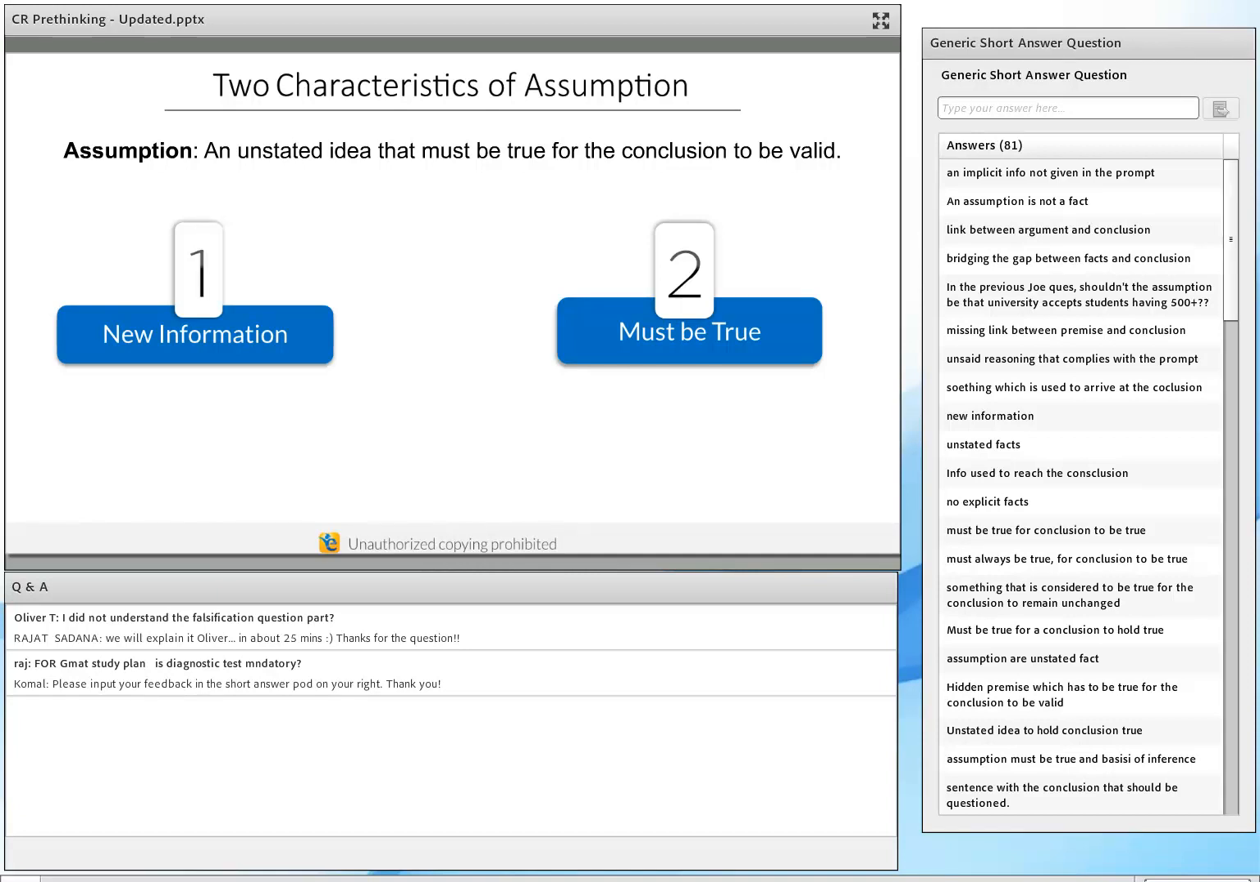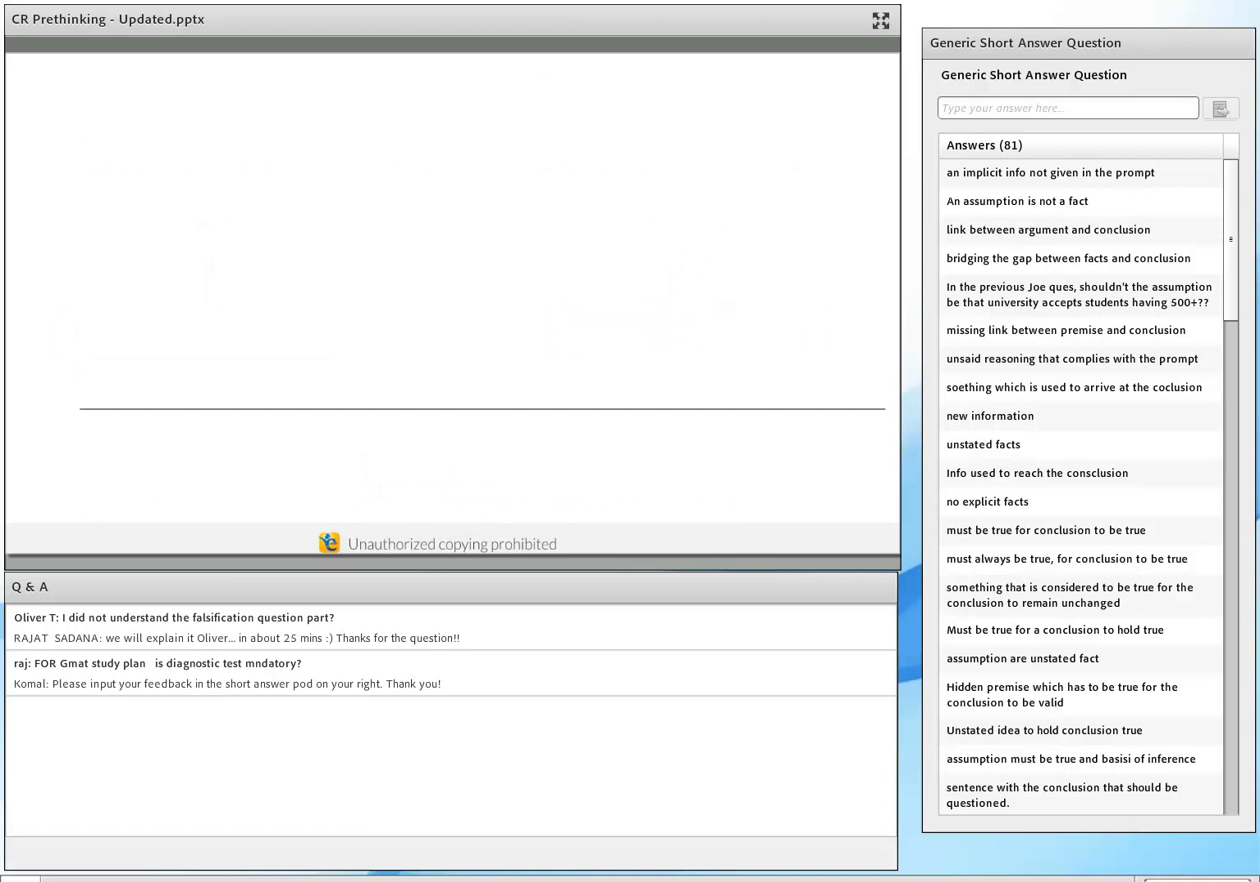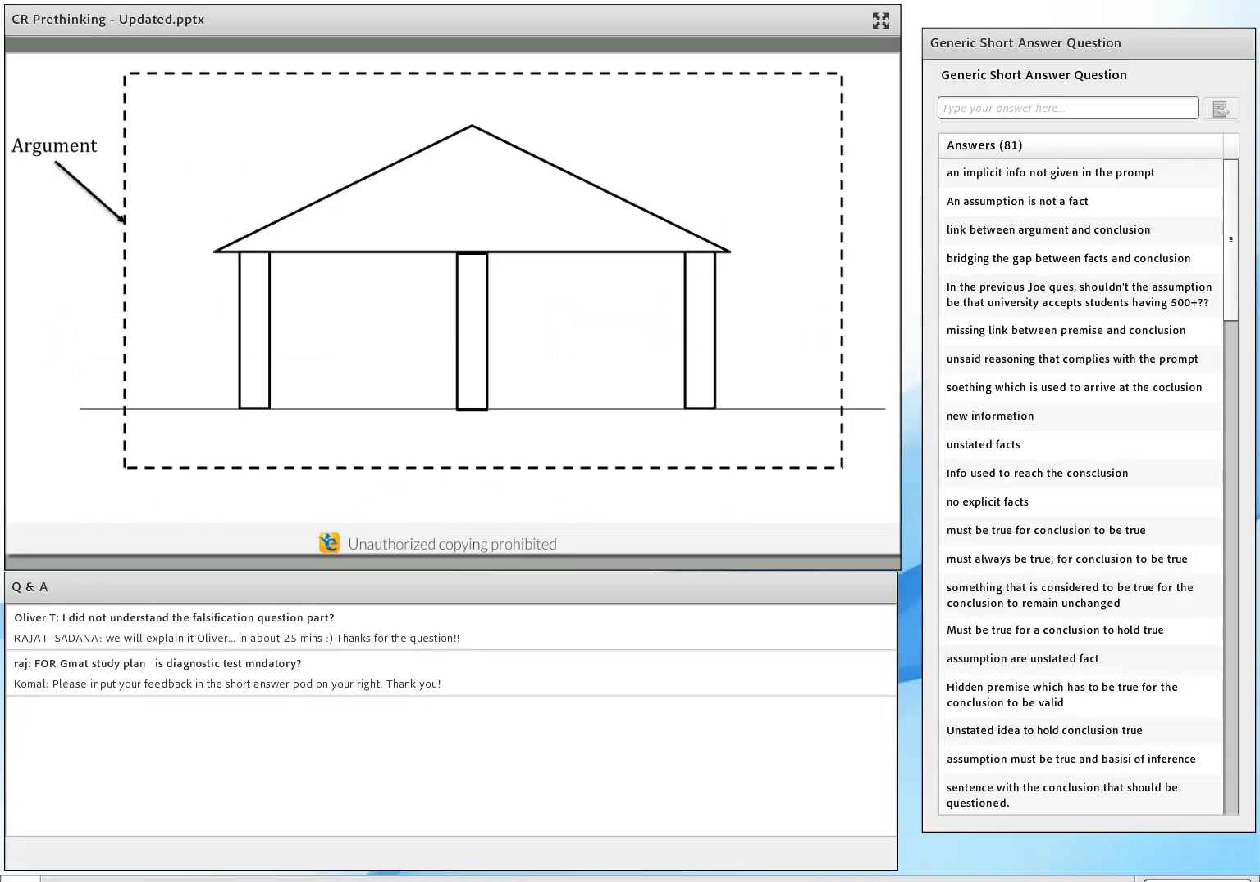And just to make sure that you understand this "must be true" part, why? Because that's the part where people struggle with the most. Let's visualize what an argument is like. If you think of this entire argument as a house with the roof on top and three pillars that are supporting this roof, then your conclusion is this roof.